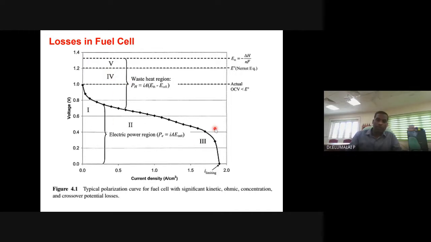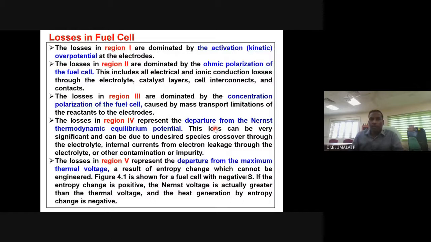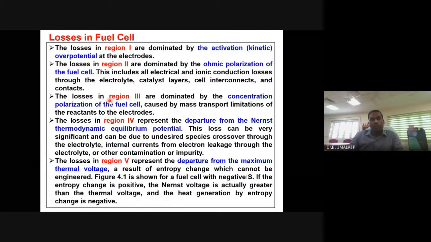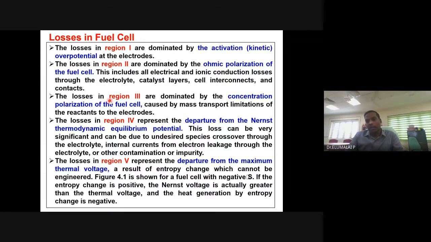Then the other 3 regions are very important. Region 1 is the activation polarization or activation loss. As the name implies, something needs to be activated. The fuel must be activated by the catalyst, or on the catalyst, in order to undergo decomposition or oxidation. So the activation polarization or activation loss strongly depends on the electrode. The more efficient the electrode is, the lesser the activation loss. The better the voltage you are going to get.